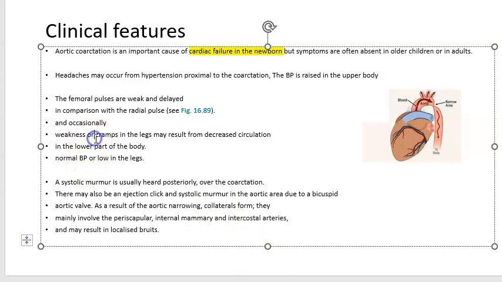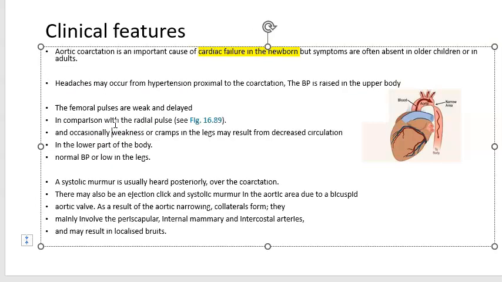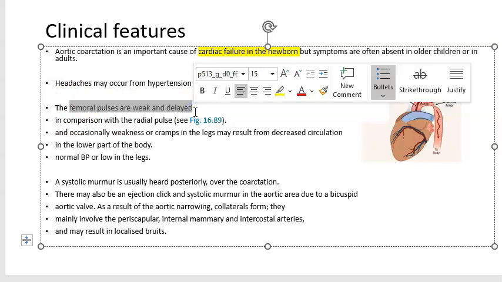And what will happen to your leg? Cramps in the leg. Why? Because there is less blood pressure. Normal or low blood pressure can be there in the legs, so there will be weakness or cramps in the legs. So legs: weakness, cramps. Headache. And femoral pulses, if you check, will be weak and delayed. Obviously, because the blood pressure here can be normal or low, the femoral pulse will be weak and can be delayed.